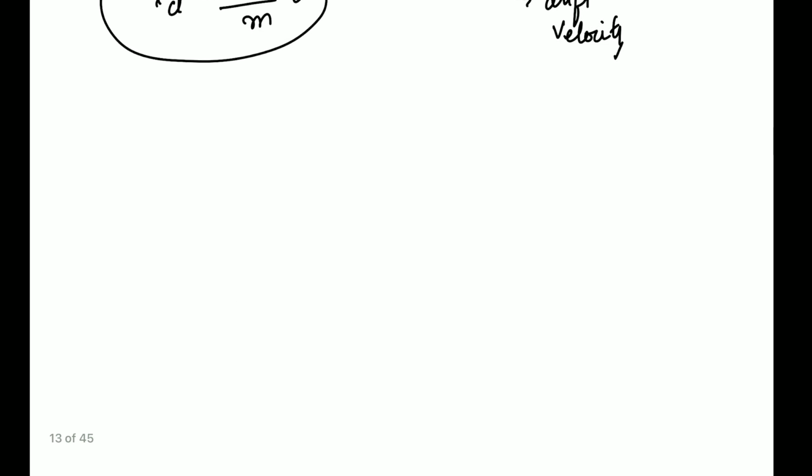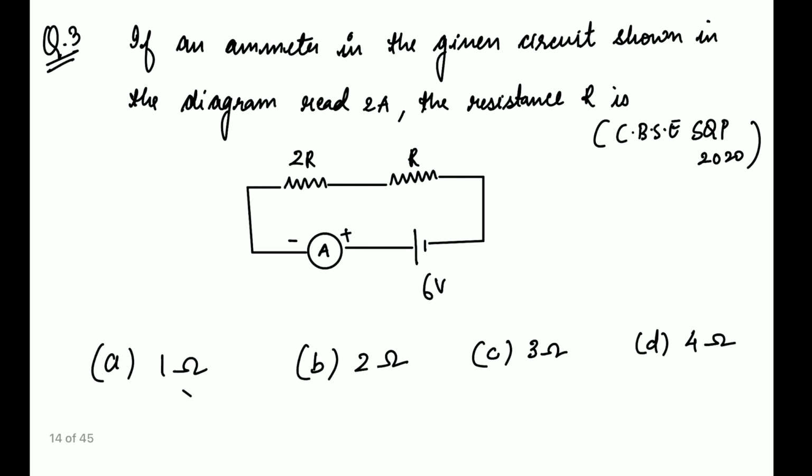Okay, let's move to the next question. Yes, this is question number 3. If an ammeter in the circuit shown in the diagram reads 2 ampere, the resistance R is. This came in the CBSE sample question paper 2020. So you have a 6 volt cell, you have an ammeter connected to it, you have a resistance of 2R, and you have one more resistance of R, right? So the 4 options are there. What is the value of R, that is what the question is asking. The values are 1 ohm, 2 ohm, 3 ohm and 4 ohm, right?